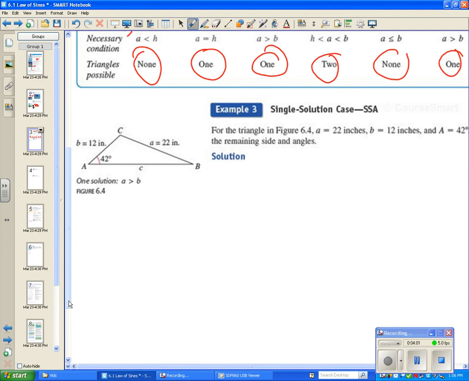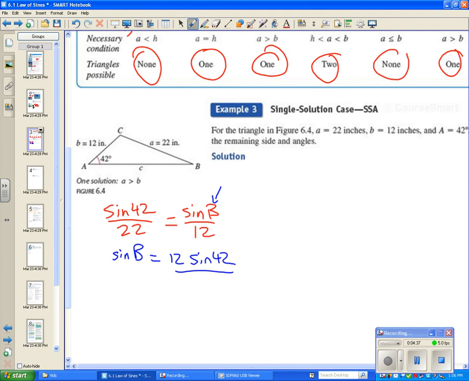All right, let's do the single solution case, side-side-angle. Notice these are our values. This is an angle, side. Not enough information to prove that 2 triangles are congruent, but it is possible with trigonometry to show no triangles, 1 triangle, or 2 triangles. So I'm just going to go ahead and set it up with the law of sines. And this is asking us to find the remaining sides and angles. Remember that to solve for B, we have to first solve for the sine of B. And then we do the inverse sine from both sides.